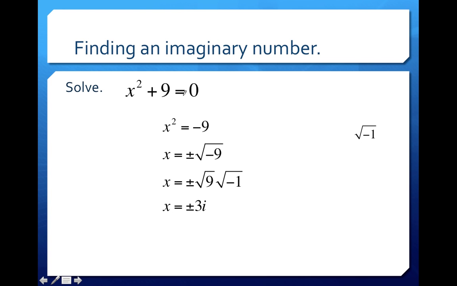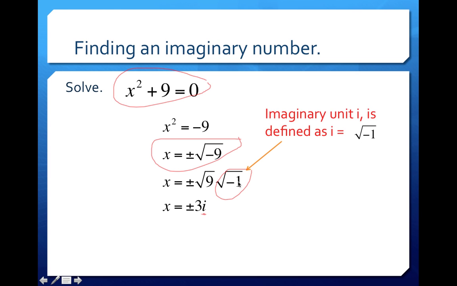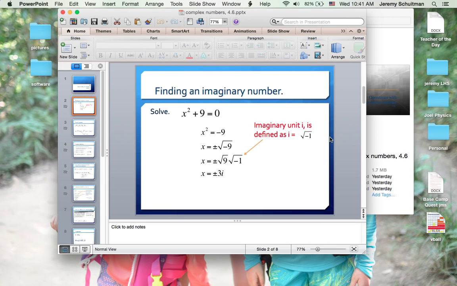So here we go. If you start with this equation right here, and we solve it, so we subtract 9 from both sides, normally we would stop right here and we would say that there's no solution, or we'd say no real solution. But in this case, we can use our properties of radicals, so we can separate 9 and the square root of negative 1, and we can rewrite this square root of negative 1 as i. And that's my imaginary root, so that's my imaginary component. So that square root of negative 1 is defined as i, and i is my imaginary component. So yeah, that's where it comes from.